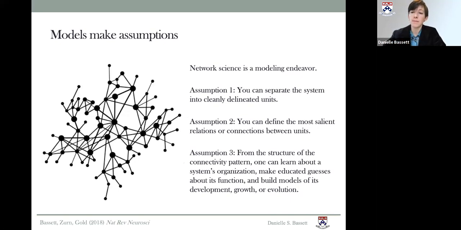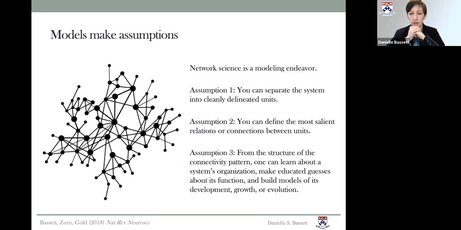So when I say that it's a modeling endeavor, I want to be clear about what I mean by that. And what I mean is that there are several assumptions that go into this choice of transforming a complex system into a network. And there are at least 3 modeling assumptions that I wanted to raise today. There are more that we could discuss, but I wanted to raise these 3 because they are pretty big assumptions, and they're probably some of the key ones for helping us to evaluate the validity of a network model of the brain.